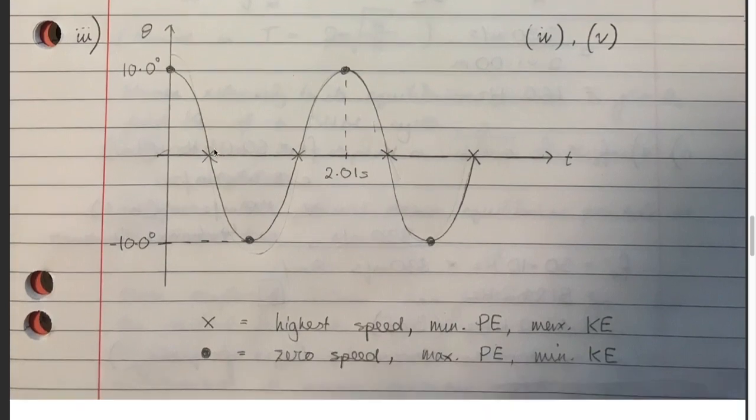So you could just label the graph if you wanted, but I thought it would be clearer to have a sort of legend here. So crosses for the high speed, high kinetic energy locations and dots for the 0 speed, highest potential energy locations. Those are respectively at the intercepts of the graph. So this is where the tennis ball swings past the center and it's going fastest. And the peaks and troughs are where the tennis ball reaches maximum displacement and stops for a second.